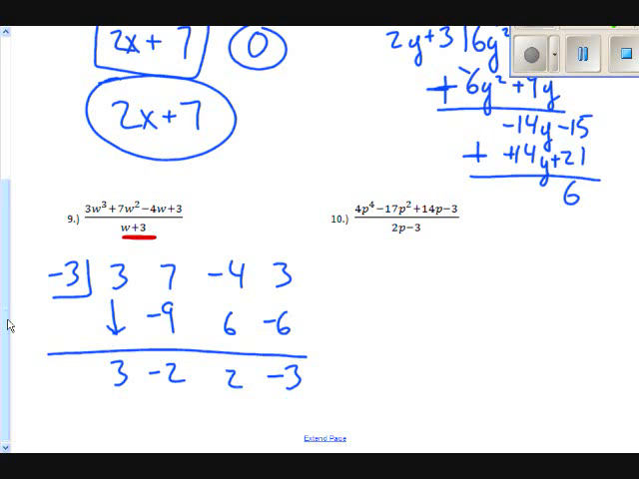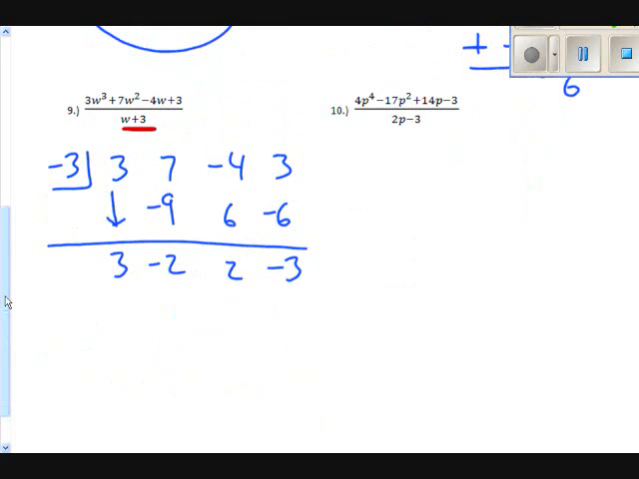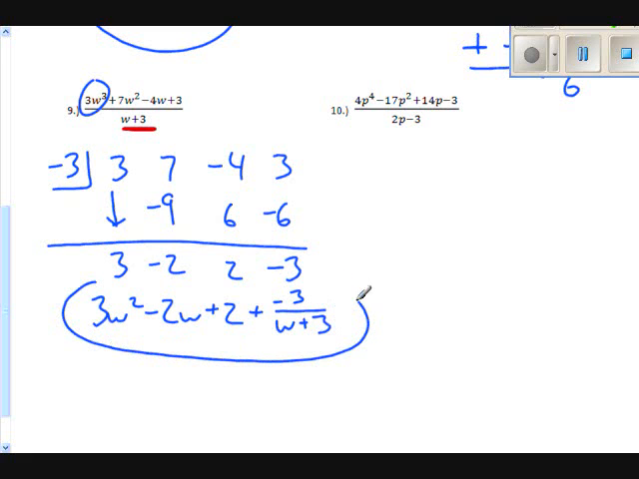So now this gives me my coefficients. The original problem started with a w to the third, so this one's going to start with a w to the second. So it's 3w squared minus 2w plus 2. And then this is plus a negative 3 over the w plus 3. Okay? And that's all there is to it.